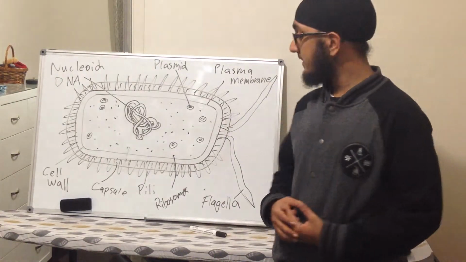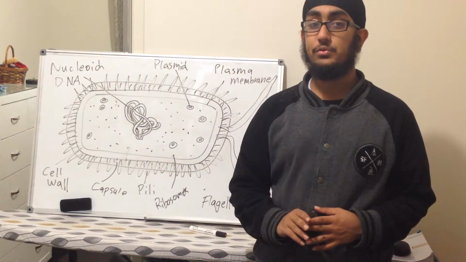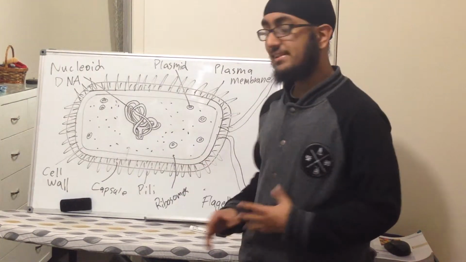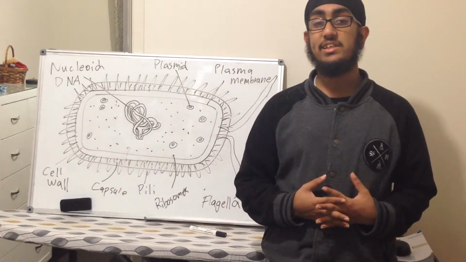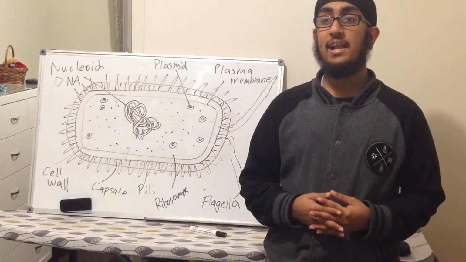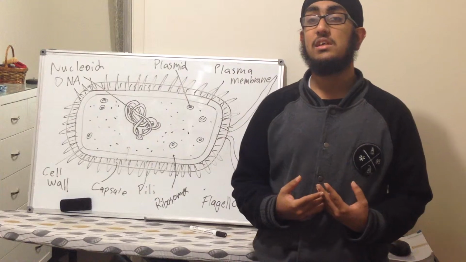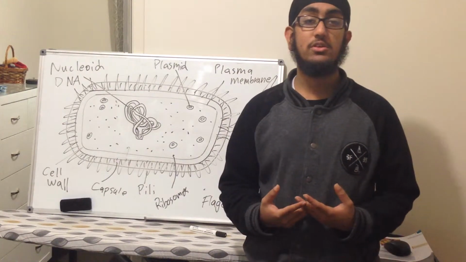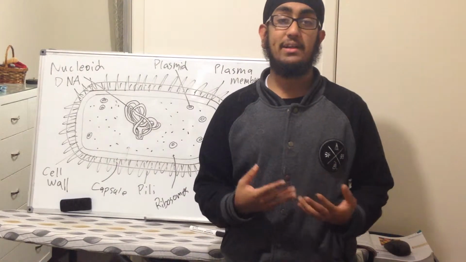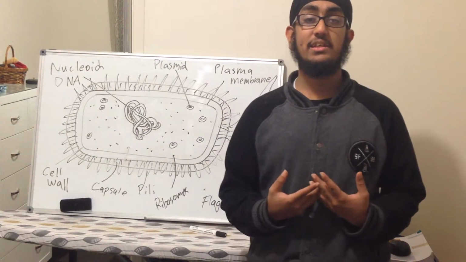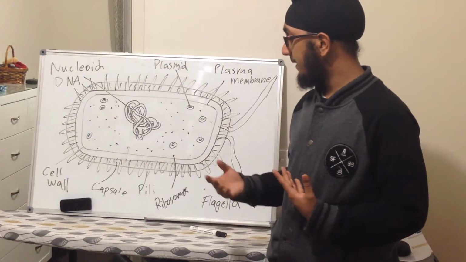Our third key structure is the capsule. Not all prokaryotic cells have capsules. Capsule is just an additional optional layer which is made up of polysaccharides, and it helps the prokaryotes adhere to structures such as teeth, skin and food. Most prokaryotic cells are actually bacteria, so when you're infected by bacteria in your mouth, they stick to your teeth because of these capsules.